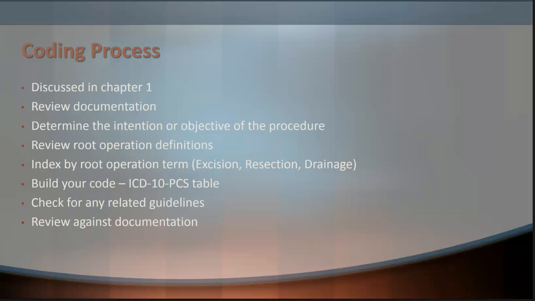Once you do that, you're given typically 4 characters, the root operation table, and when you index by the root operation, then the subterm is the anatomy of the particular procedure you're coding. So typically when you're at the alpha index, you get 4 character values. You take the first 3 of those and you go to that table. And then you proceed to finish your code or build your code from there. And you must have 7 characters to complete your ICD-10 PCS code.